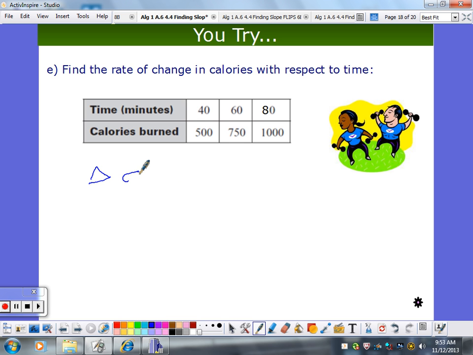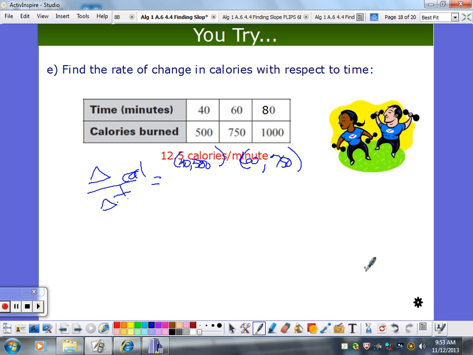Calories over change in time. Because again, think about what you would say. Would you say, well, let's see, I burn 20 calories a minute or 10 minutes per calorie? Like, what would you say? You'd say calories per minute, right? So calories over time. So who's my X? Time. So you pick 2 points. You get to choose which. And the time goes in the X. And the calories go in the Y. So, and again, you work out what you get here. And 12.5 calories per minute.